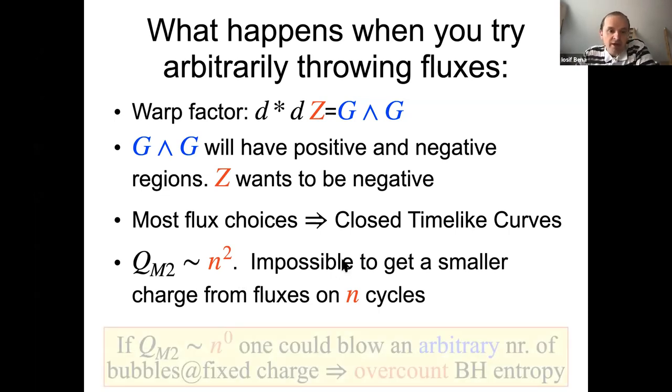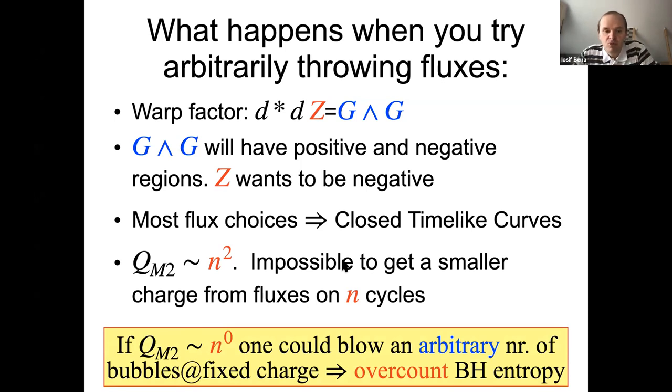So it looks like we have two different numbers. People who do flux compactifications in Calabi-Yau physics believe that Q can be of order one. People who do black hole physics believe that Q is of order n squared and not less. However, you can show very easily that Q cannot be of order one, because if you could get Q to be of order one, using an arbitrary number of bubbles at fixed charge, all these bubble geometries basically have to be counted and they enter in the calculation of the black hole entropy. So if Q remained one in the large number of bubbles limit, then you could actually get an infinite entropy out of these bubbles and you would overcount the black hole entropy and disprove the CFT. So there's a good physical reason why Q cannot be of order one. It has to be bigger than one.